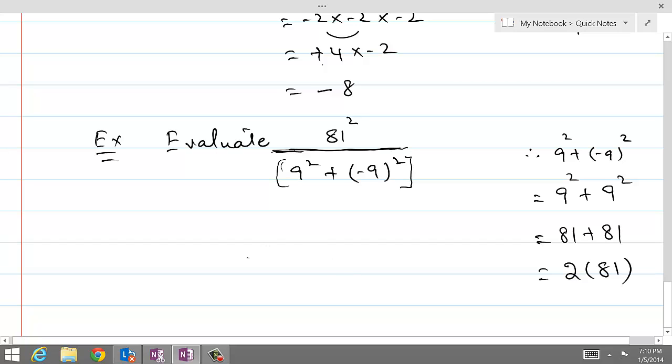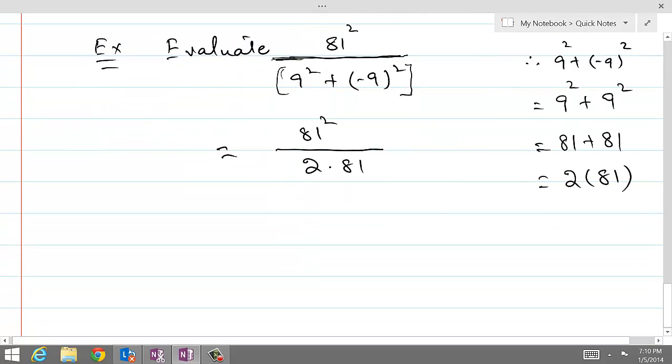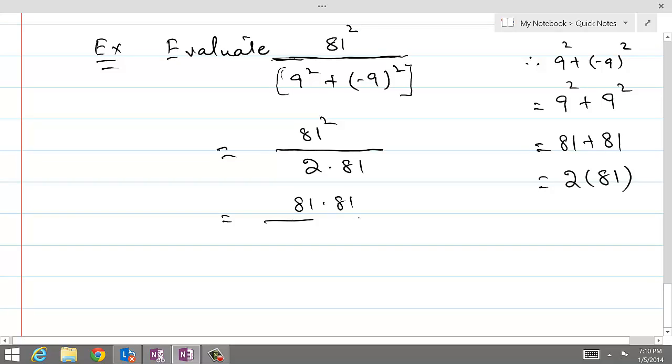If we take a look here, then we can write this as 81 square over 2 times 81. We can see that 81 square is 81 times 81 over 2 times 81, and we can see that this can be cancelled as an equivalent fraction, and we are left with 81 over 2.